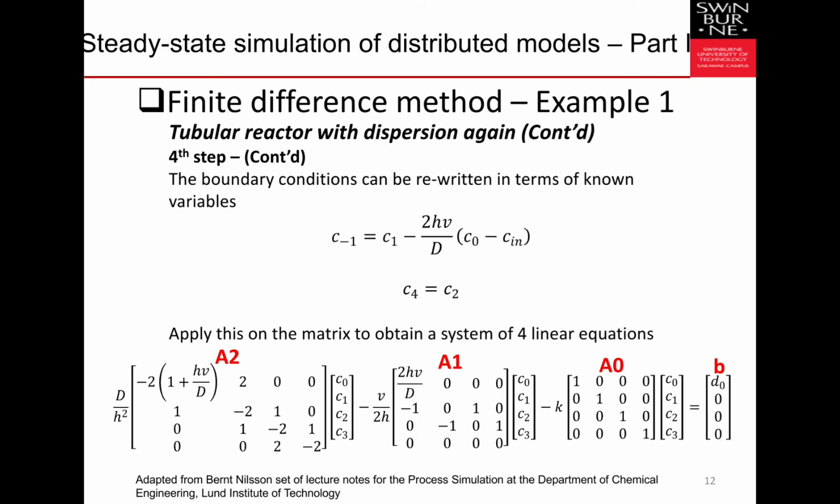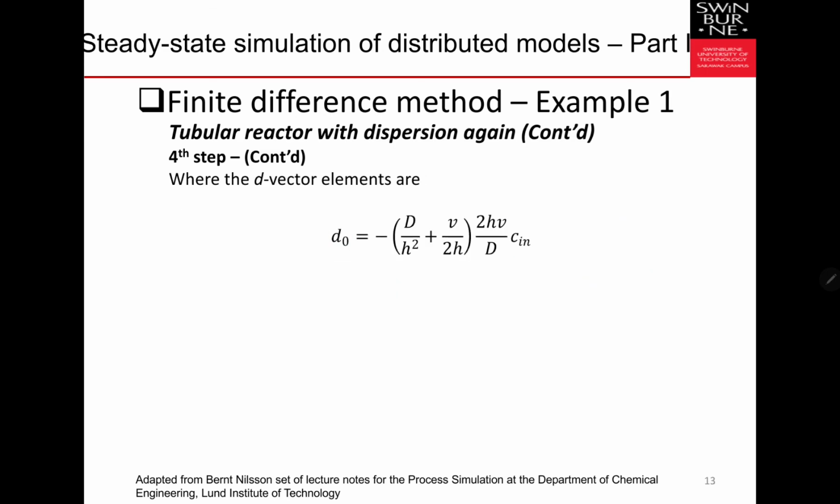Once we do that, we can replace this c minus 1 in terms of c1, c0 and c in, and c4 can be replaced to be equal to c2. This one comes from bc1, this one comes from bc2. Then we can substitute this c minus 1 into the equations, and also c4 we can replace with c2 and put them into the equations. Then we obtain a matrix consisting of a system of 4 linear equations as shown here. This will later be coded into MATLAB.